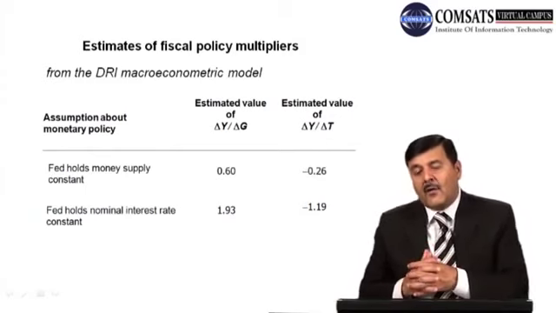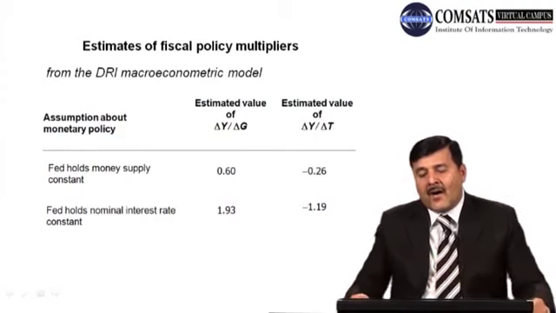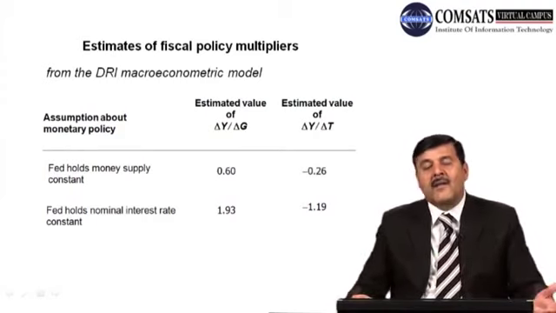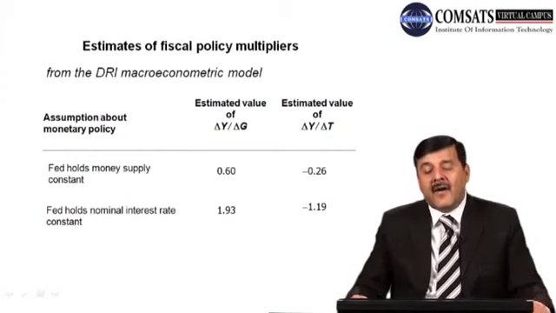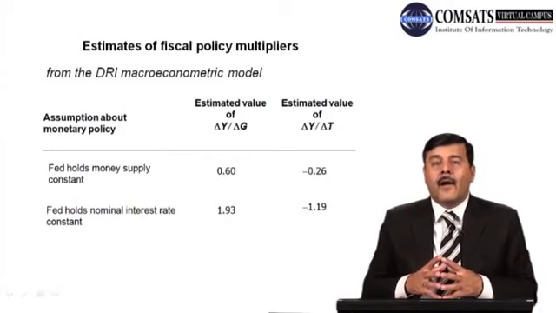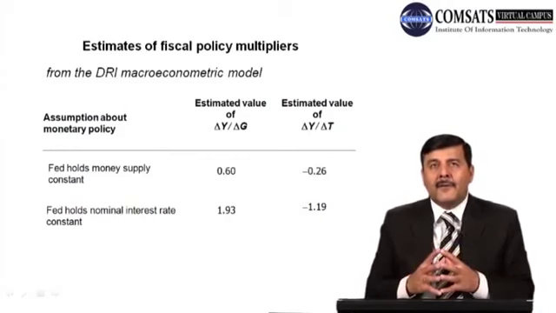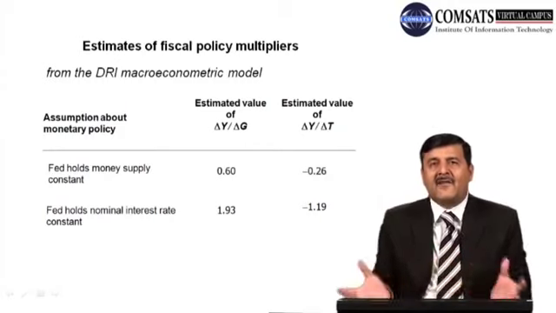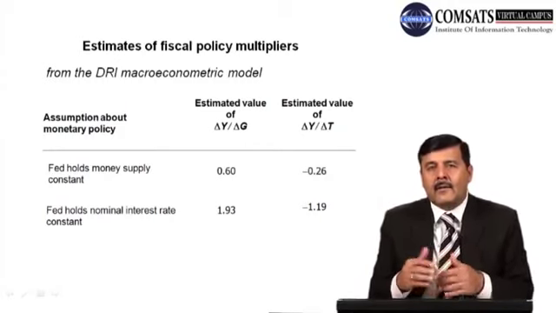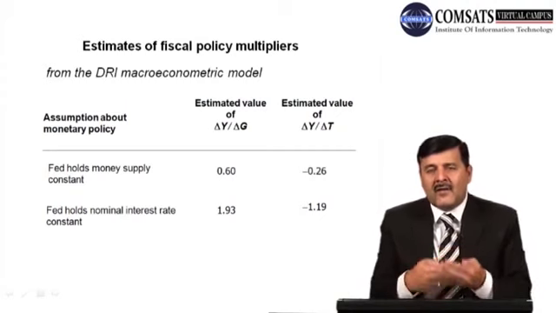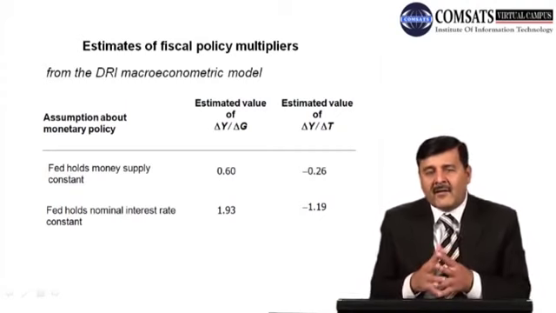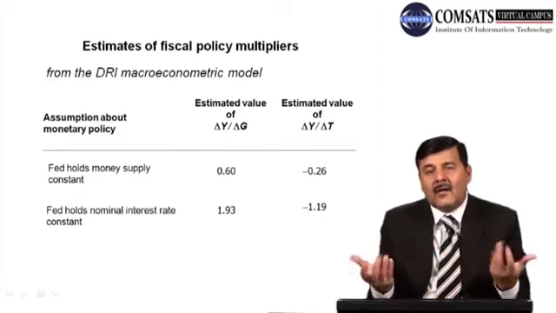If we look at the estimated value of delta Y over delta T, you see minus 0.26 and minus 1.19. The effect of a tax cut when we hold money supply constant is comparatively smaller than the effect when we hold the rate of interest constant, right? So when we combine these two policies together, when these policies interact with each other, and each policymaker responds to the other's policy changes, then the effect would be different in each case.